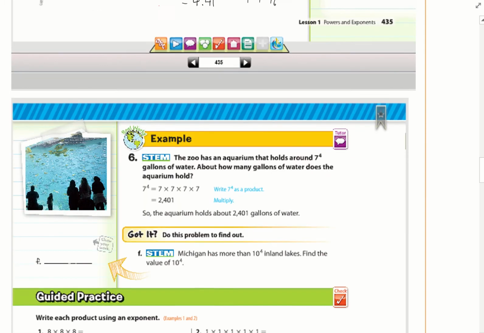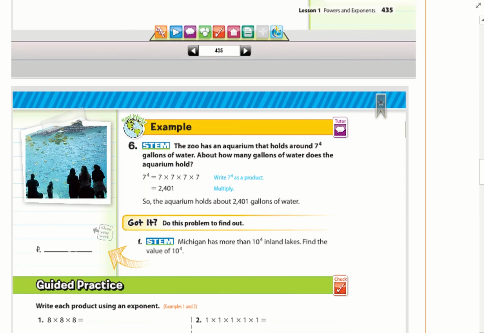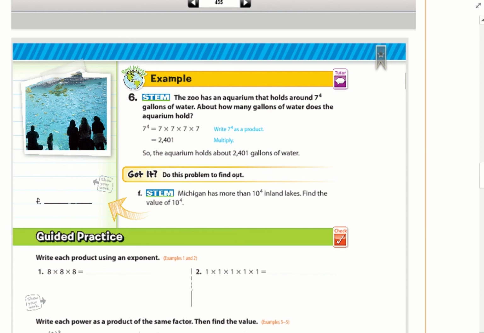Last example is the zoo has an aquarium that holds 7 to the 4th gallons of water. About how many gallons of water does it hold? So we do 7 times 7 times 7 times 7. That equals 2,401 gallons of water. So go ahead and try F and pause the video.